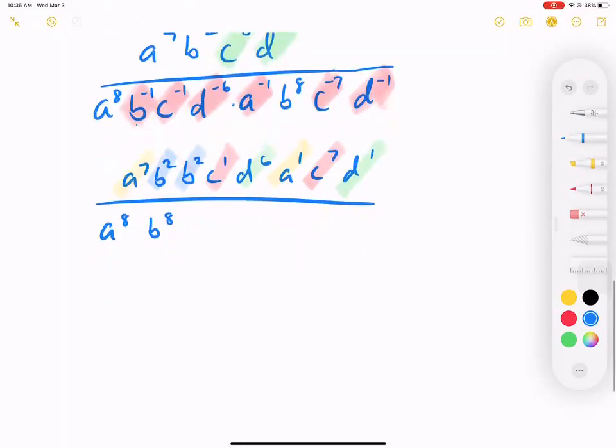Let's rewrite this. We have A, that looks like a 9. So our fraction, we have A, 7 and 1 make 8 on top because we're adding them. B squared is B to the 4th. C to the 1 and C to the 7 is C to the 8. D to the 6 and D to the 1 is D to the 7.